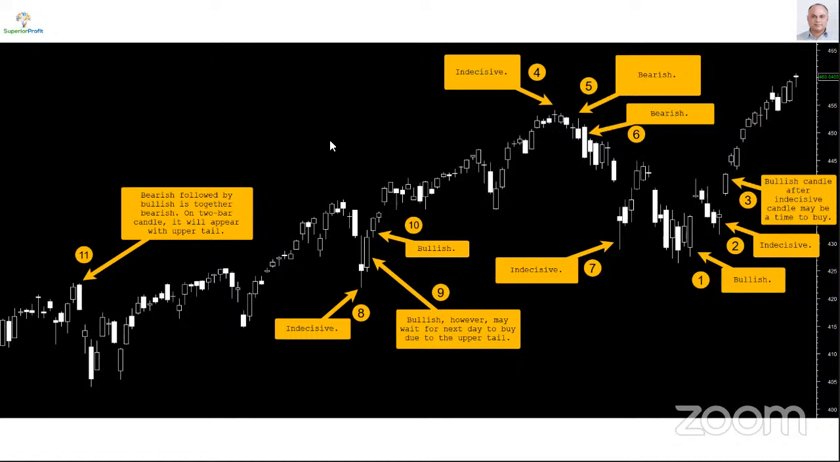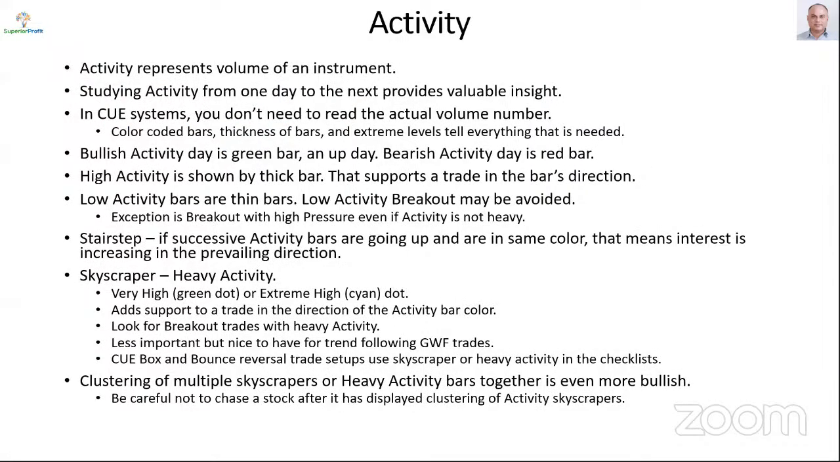After the candle, which is representing price move, let's look at activity or volume. We don't look at absolute numbers. We don't have any threshold, any parameter like that. Activity represents volume of an instrument. If you are using Q Global, even for Forex, which does not usually have volume associated with it, activity is plotted on Forex on Q Global.